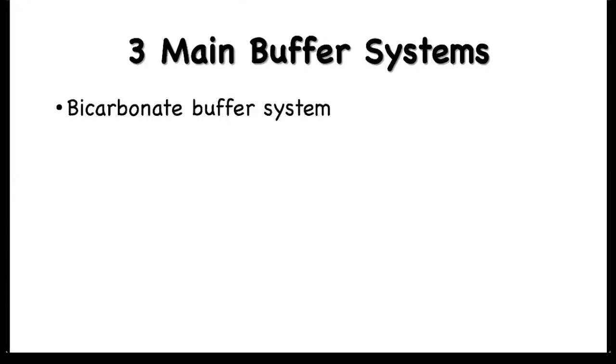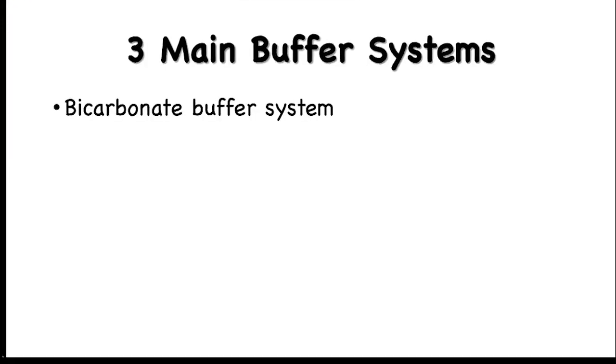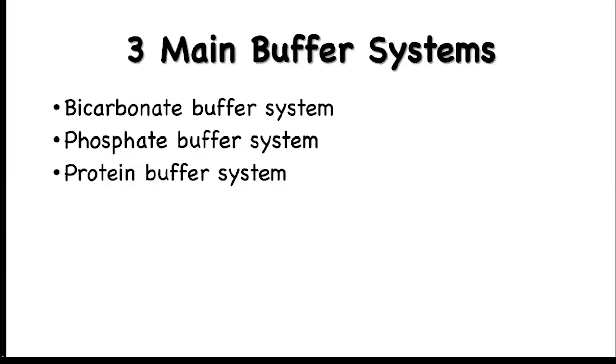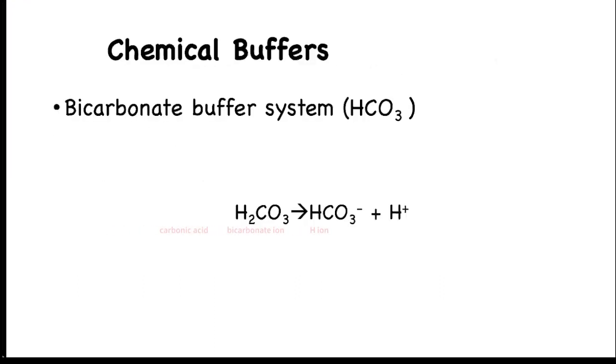There are three main buffer systems in your body: the bicarbonate buffer system, the phosphate buffer system, and the protein buffer system. Let's begin with the bicarbonate buffer system.